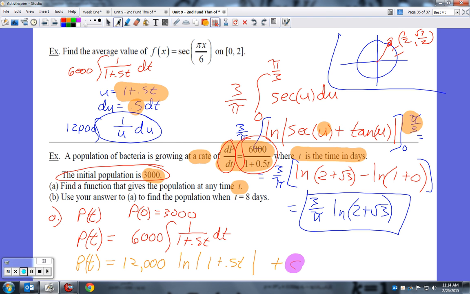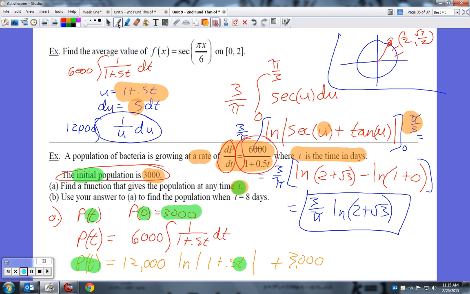3,000. Will that work all the time? Not all the time, but more often than not it will. Plugging in this value of 0, which is t, my initial time, I end up with the natural log of 1, which is 0. 0 times 12,000 is 0. So plus C to yield this 3,000, that's going to come over here. C is 3,000. So my answer is going to become, I'll just erase the C and put 3,000. Done. That's part A.